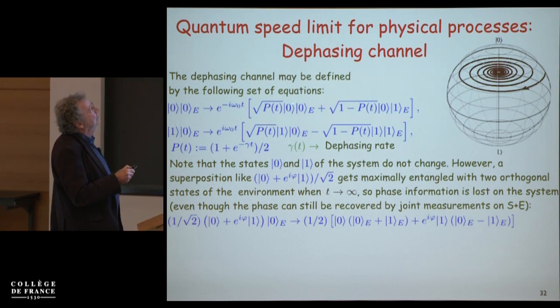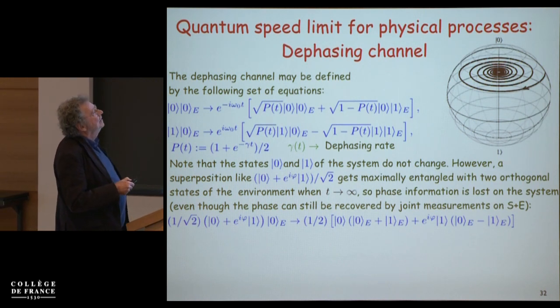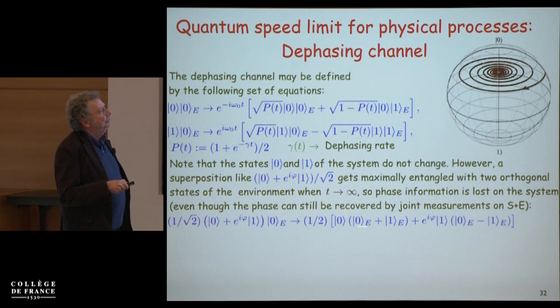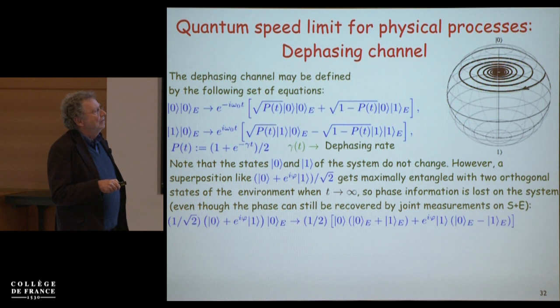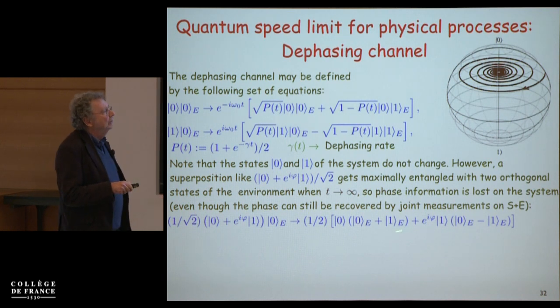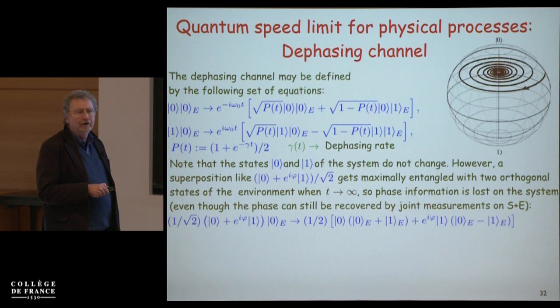And therefore, 0 and this superposition here gets entangled with two orthogonal states of the environment. So we get a state like that. This is a maximally entangled state, which means that you have lost completely the phase information in the system. On the other hand, of course, if you can do joint measurements of system plus environment, you recover the phase information.